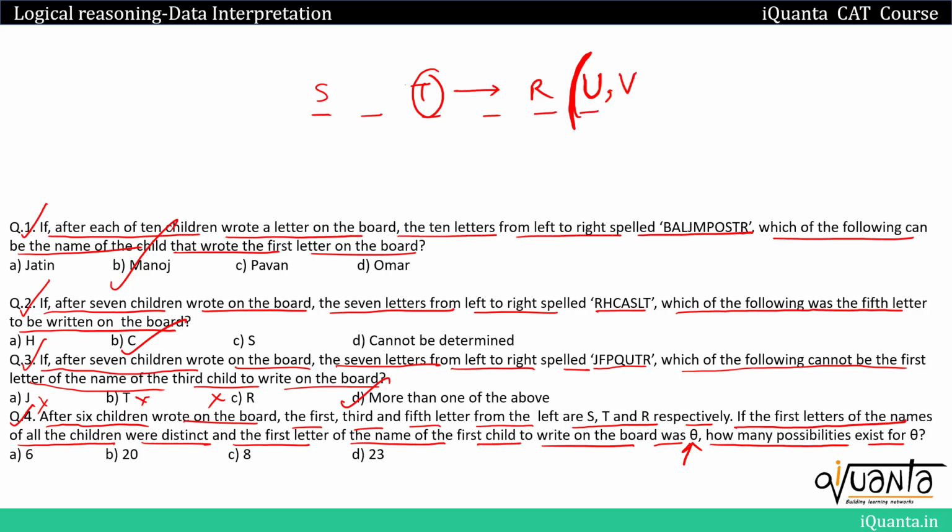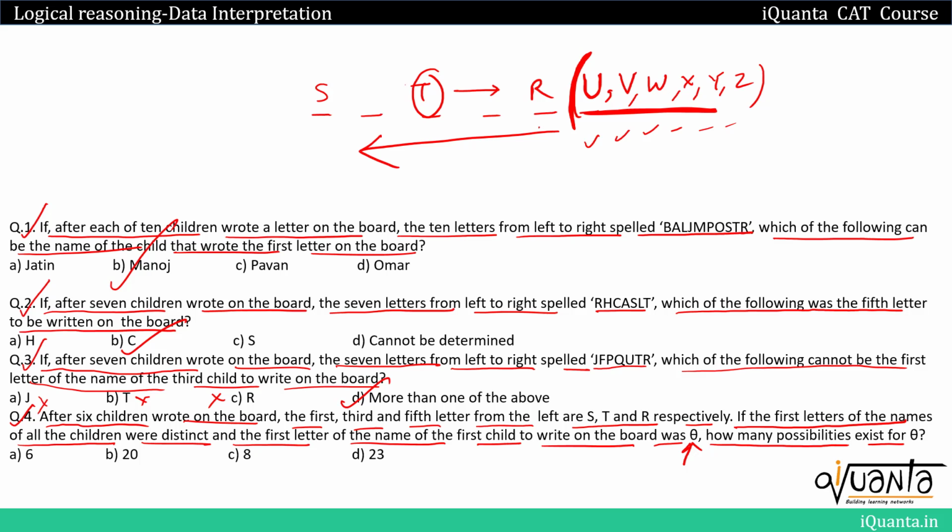Then V also will satisfy, because all the letters to the left of V will come before V. Then W also satisfies, X satisfies, Y satisfies, Z satisfies. No other letter will satisfy the given rules. So how many possibilities do we have? 1, 2, 3, 4, 5, 6. There are 6 possibilities for theta: either U, V, W, X, Y, Z. Any of these can be the first letter to be written on the board.